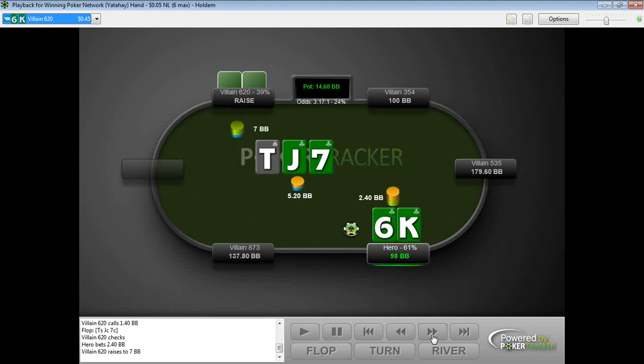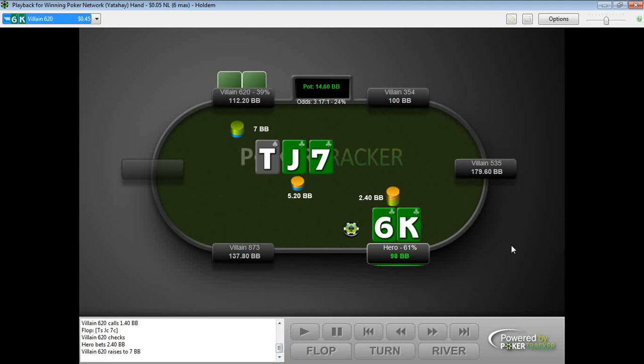And he raises it. All right. Well, what's he raising with here? He looks like a reg. This is another hand played. Let's see. This game was played in February, so I'm not as noobish here. What's he raising with here?